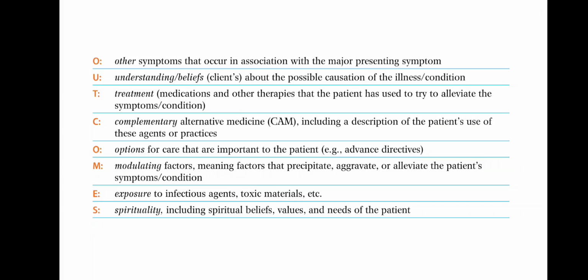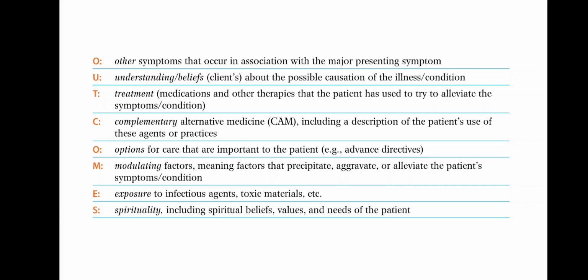O is other symptoms that occur in association with a major presenting symptom. U is understanding, or the belief about the possible causation of the illness or condition. T is treatment, medications, and other therapies that the patient has used to try to alleviate the symptoms or the condition. C is complementary alternative medicine, including a description of the patient's use of these agents or practices.